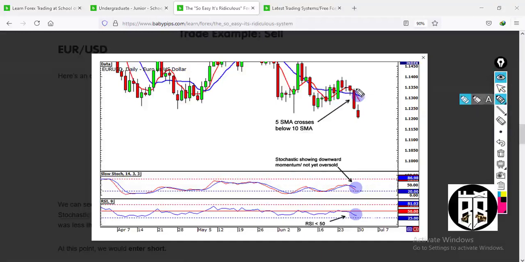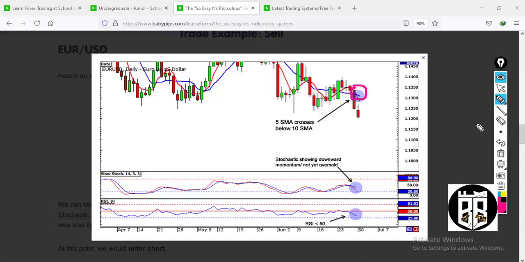We look for the SMAs to cross again. The fast moving SMA, which is the red, goes below the slow moving SMA of 10, which is the blue line. That's the indication for us to sell. So let's say you sold here, we'll have to confirm if it's pointing downward. The stochastic shows that yes, it is, and it's not in the oversold region yet. And then the relative strength index tells us that yes, the price is just below the 50. It has not gone to oversold.